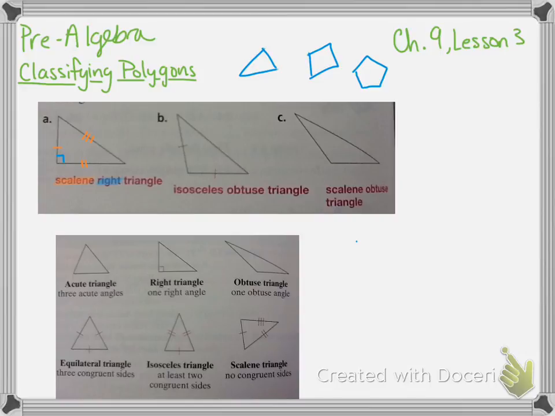Part B is an isosceles obtuse triangle because it has 2 sides that are the same length, as we can tell from those tick marks, and we have 1 obtuse angle. Now part C is a scalene obtuse triangle because all 3 sides are different and it has an obtuse angle. Dropped my stylus.